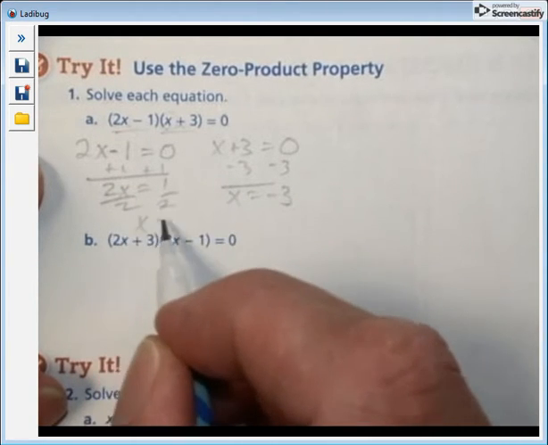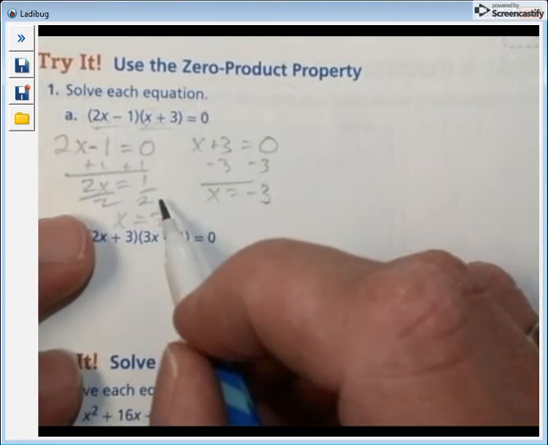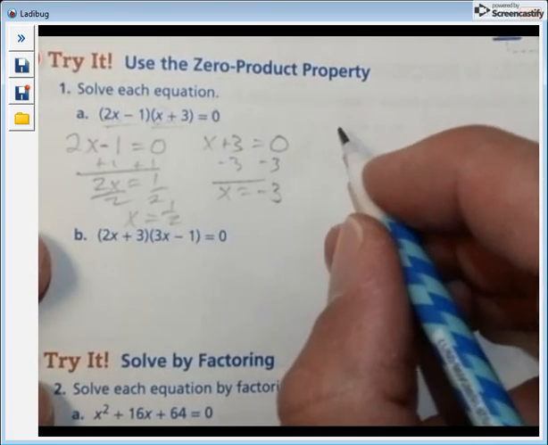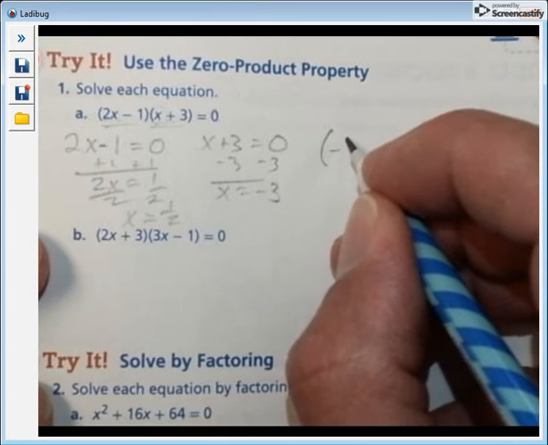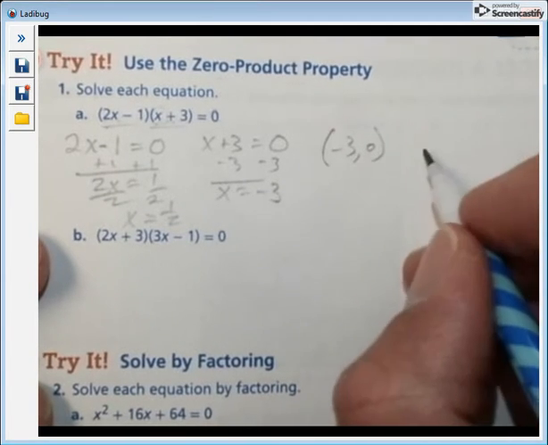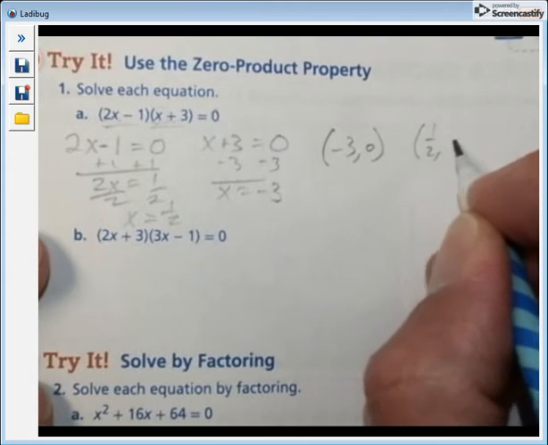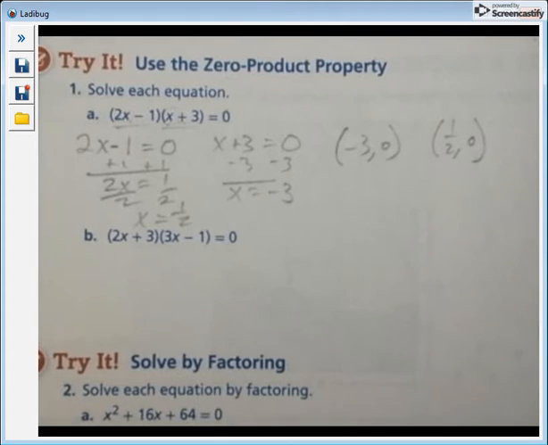So in this case, your answers are x equals 1/2 and x equals -3. So (-3, 0) would be where the parabola crosses, and (1/2, 0) will be where the parabola crosses for this particular equation.